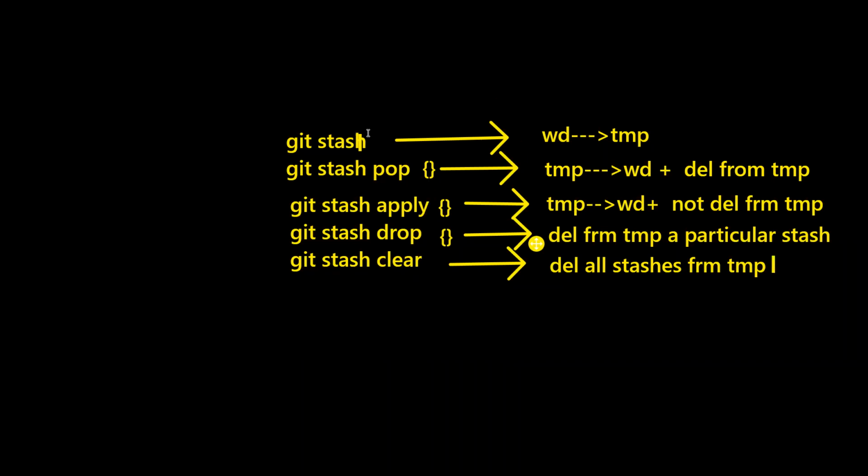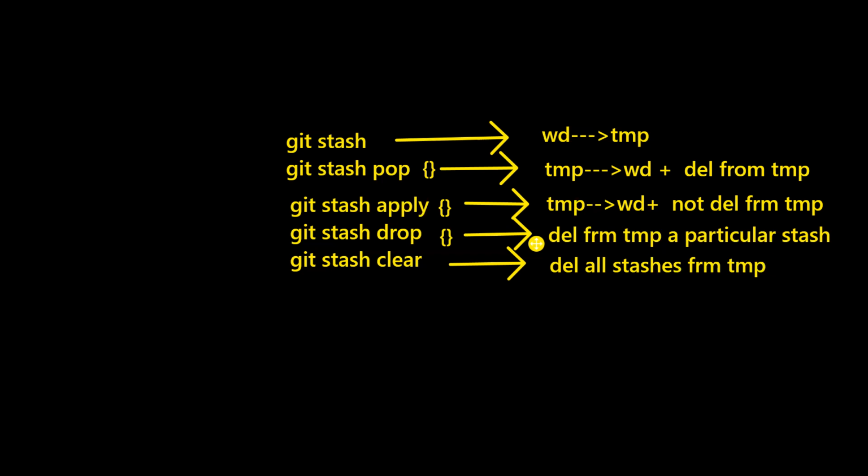This chart. Git stash will move your unstaged changes from your working directory to temporary shelves. Git stash pop will bring the changes from temporary shelves to working directory and also delete from temporary shelves. Stash apply does the same, it brings the changes from temporary shelves to working directory, but it will not delete them from temporary shelves. Stash drop will delete only a particular stash from temporary shelves. Whereas clear will delete all the stashes from temporary shelves. If you want, you can take a snapshot of this for reference.